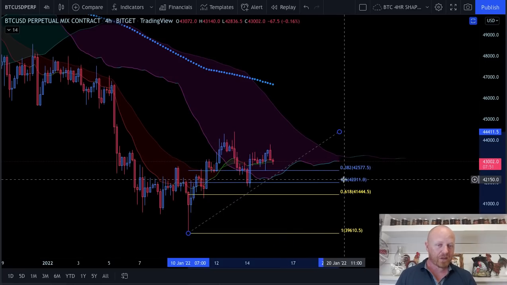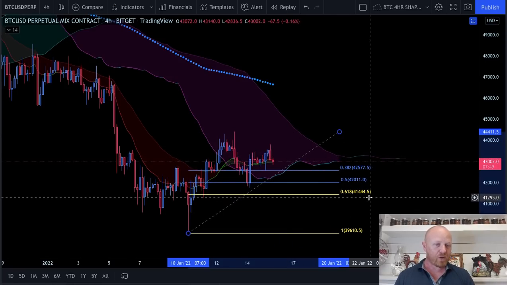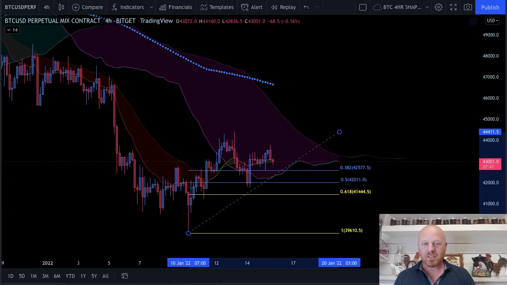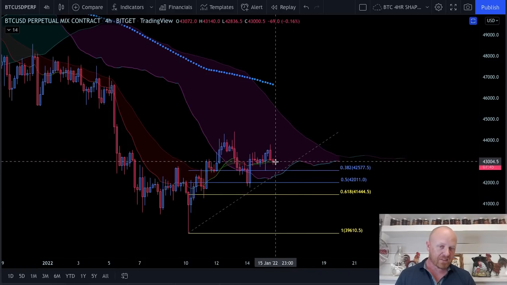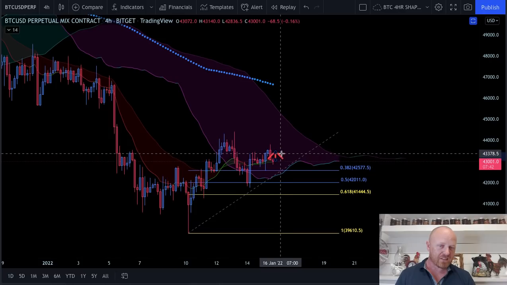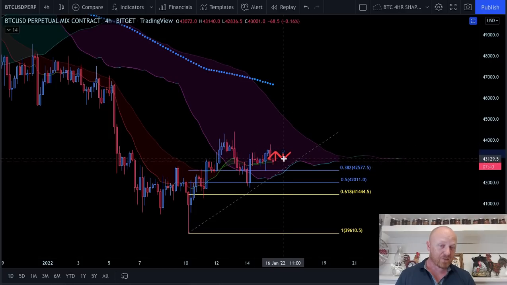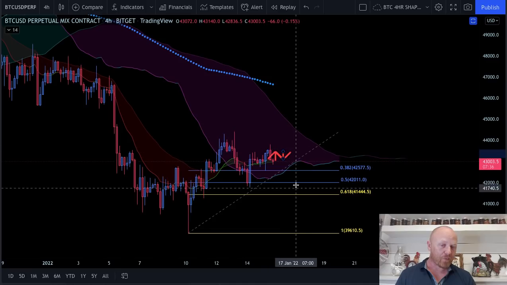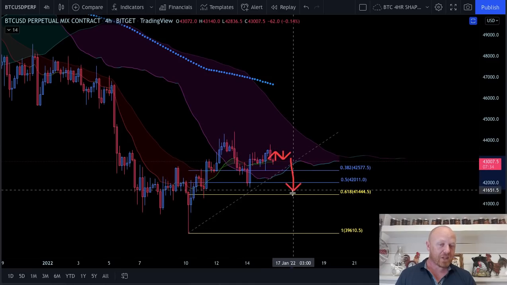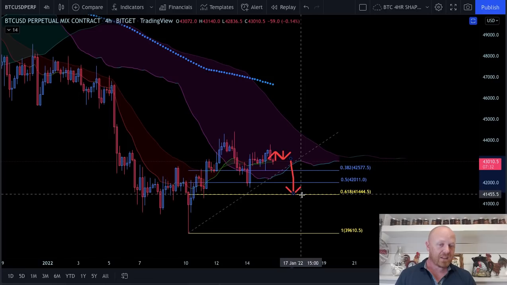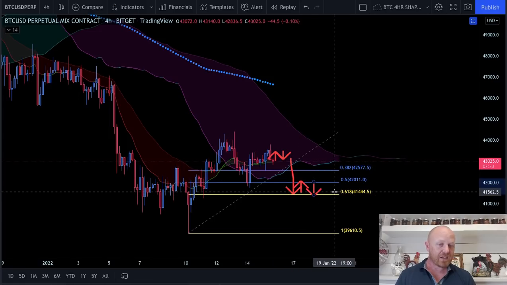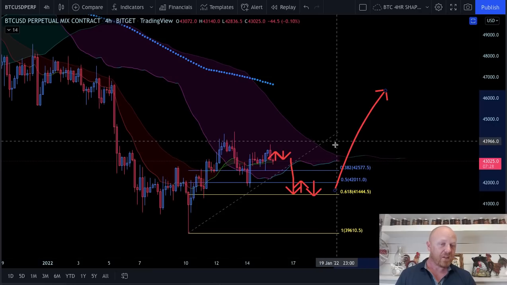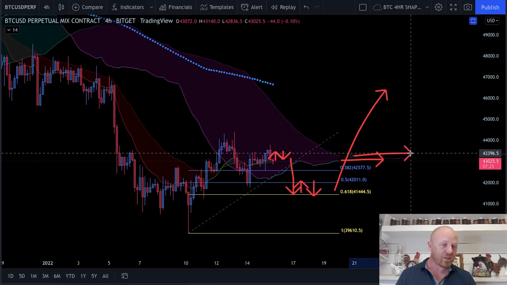This is where I think price would go, to the 0.618, 41,444, which means you could see price do something like this. You could see price just go like this. Whenever that death cross actually happens, it looks like it's going to happen this weekend for sure, depending if we get more upward momentum or downward momentum. But you could have price come down to the 0.618 and then make some candles, consolidate, boom through here, okay? Because there's no resistance here on the 4-hour time frame.